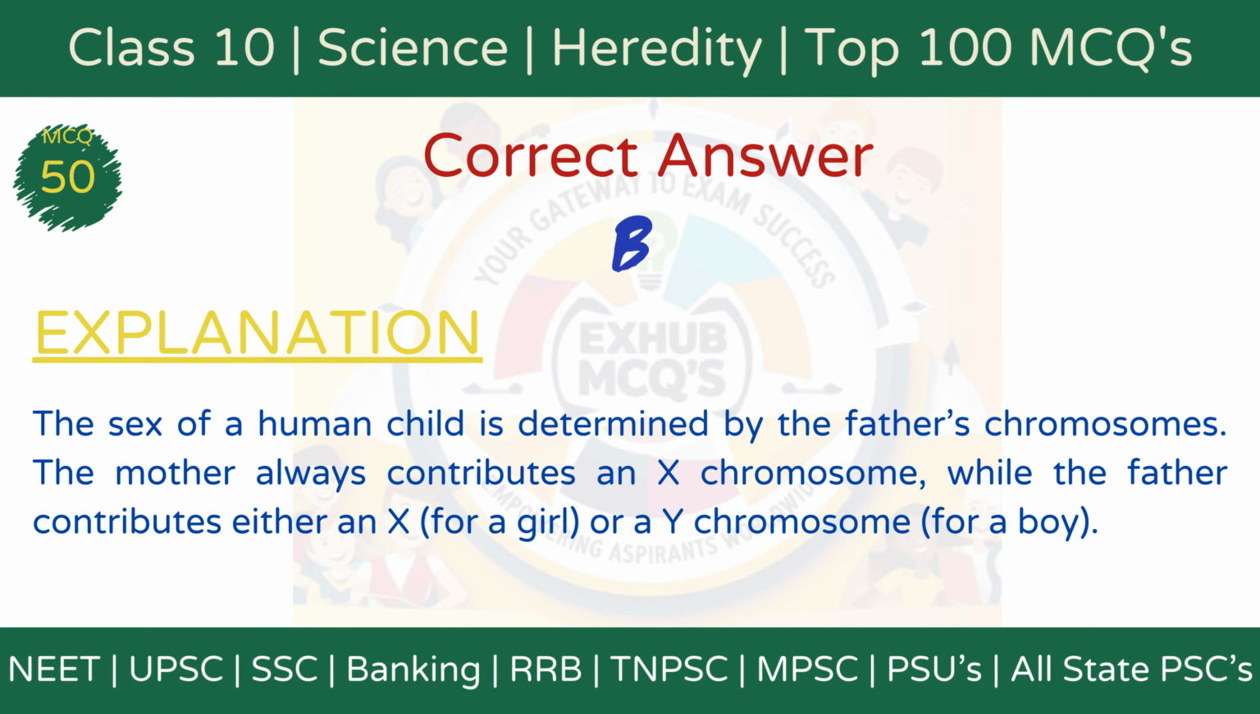The correct answer is option B, by the father's chromosomes. Explanation: The sex of a human child is determined by the father's chromosomes. The mother always contributes an X chromosome, while the father contributes either an X for a girl or a Y chromosome for a boy.